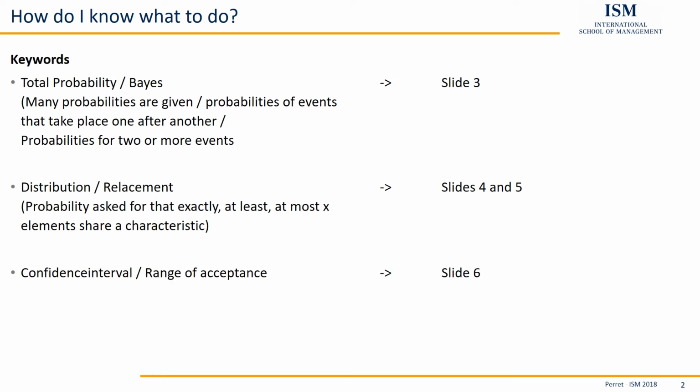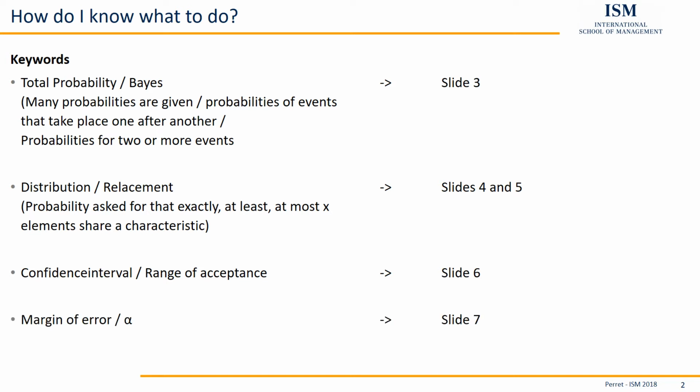Then it could be that you're asked to provide a confidence interval or range of acceptance. Here there's basically nothing else surrounding this. So in this case, it's relatively sure that you know what you have to do because it usually reads directly confidence interval. However, here as well, I want to go into a bit more detail on which of the different versions of the confidence intervals you should use in which context.